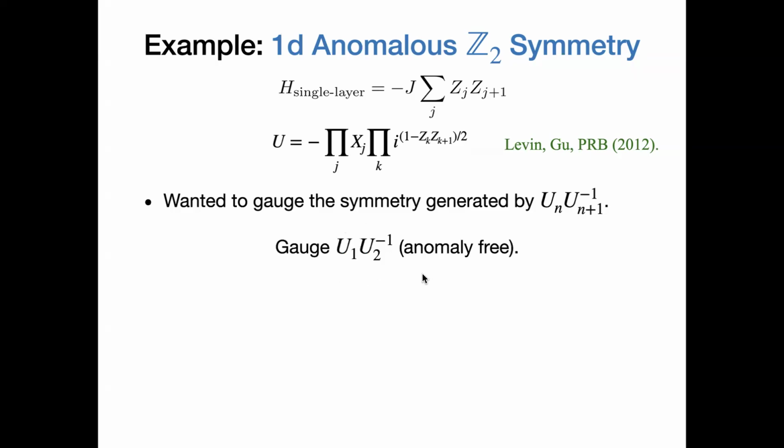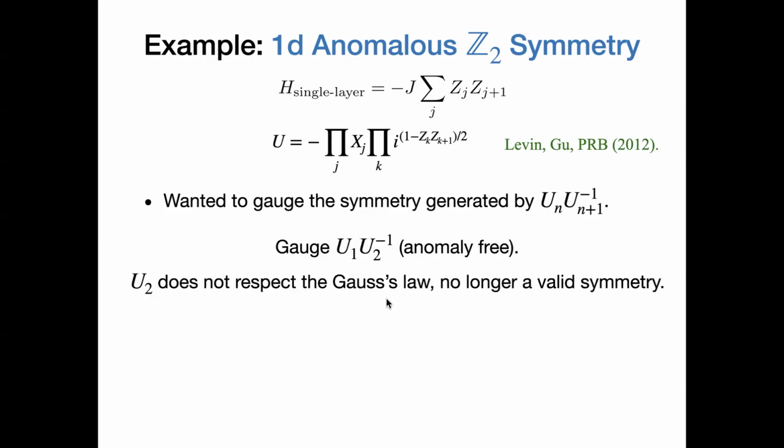As a first step, we gauge the diagonal symmetry on the first two layers, U1 times U2 inverse. You can add an inverse, but there's no difference because it's Z2 symmetry. So we first gauge U1 times U2, but after this gauging, we immediately find that the U2 symmetry generator does not commute with the Gauss's law obtained from this step of gauging. So U2 is no longer a valid symmetry after this first step.